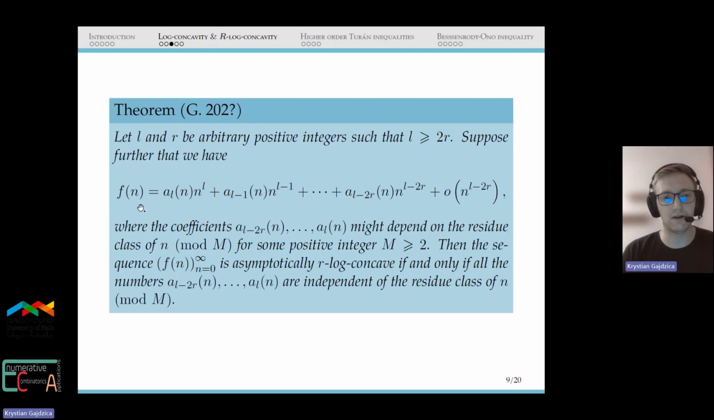If f is of the following form, then it turns out that this function is asymptotically R log concave if and only if all of its coefficients A_L up to A_{L-2R} are independent of the residue class of n modulo m. Now we can reformulate this theorem for the A partition function in a bit more intriguing way.